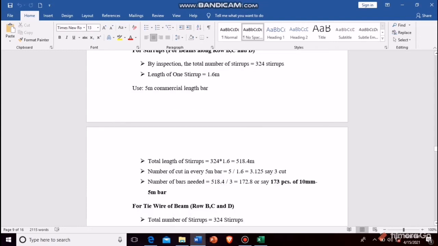So the total length of stirrups is 324 times the length 1.6, that is 518.4 meter. Number of cuts in every 5 meter bar is equal to 5 over 1.6 equals 3.125, say 3 cuts. So number of bars needed is 518.4 over 3 equals 172.8, or say 173 pieces of 10 millimeter 5 meter bar.